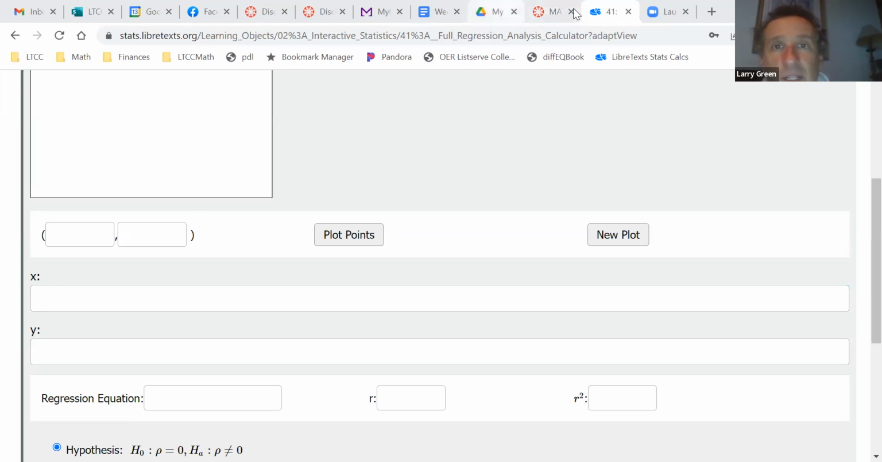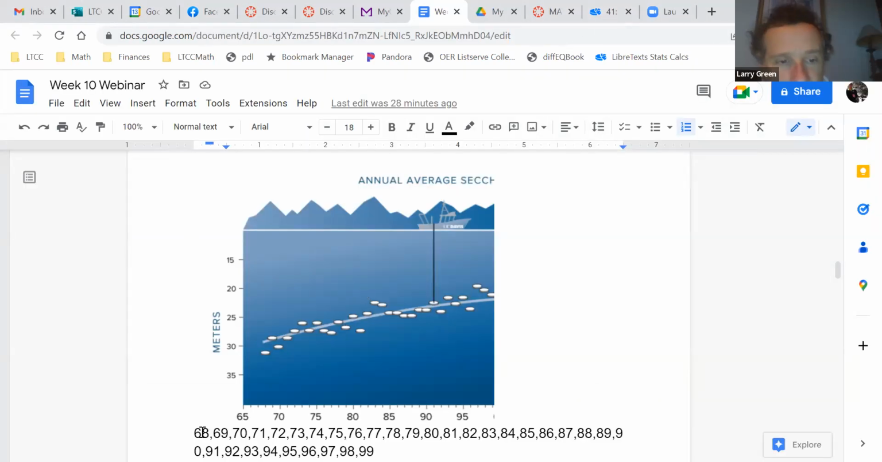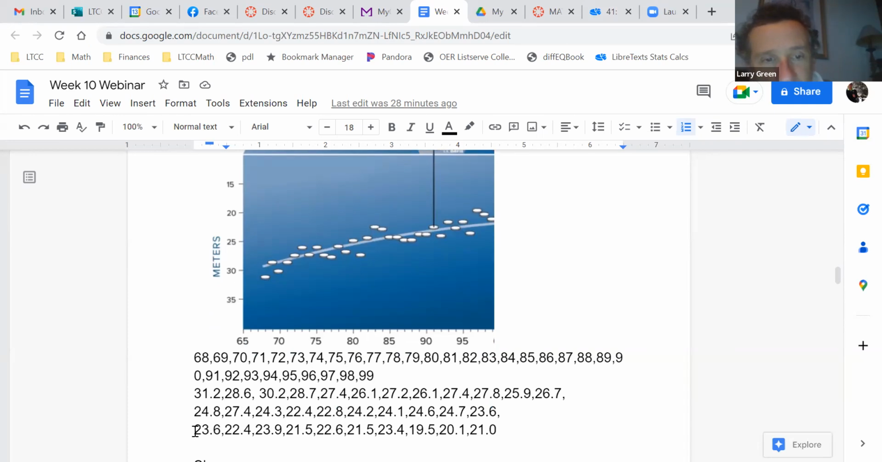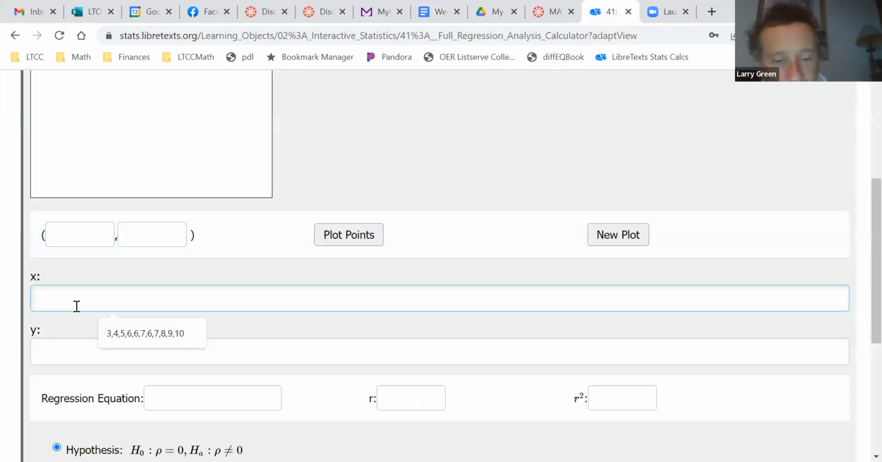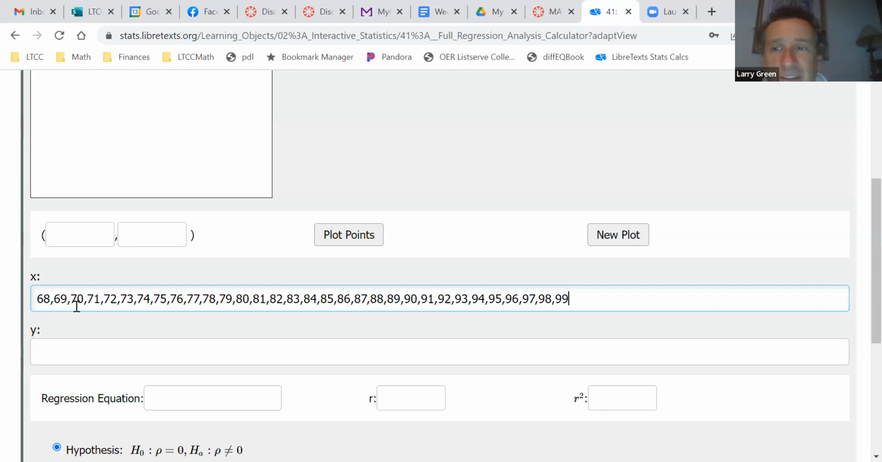Okay, so let us go ahead and I'm going to copy and paste. First thing, the X's, which are a little bit boring: 68, 69, 70, 71, 72, 73, all the way up to 99, because that's what they knew when President Clinton came. And then I'm going to pop it into the X's. Any questions on that? Notice they're separated by commas.